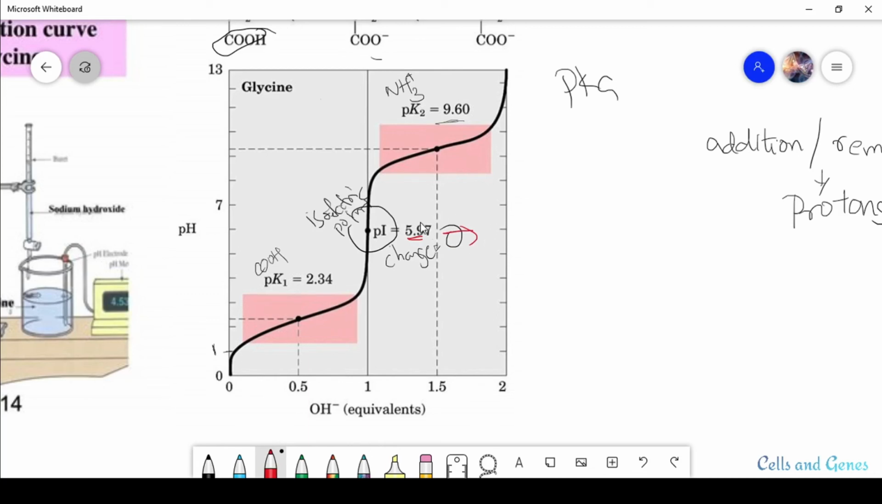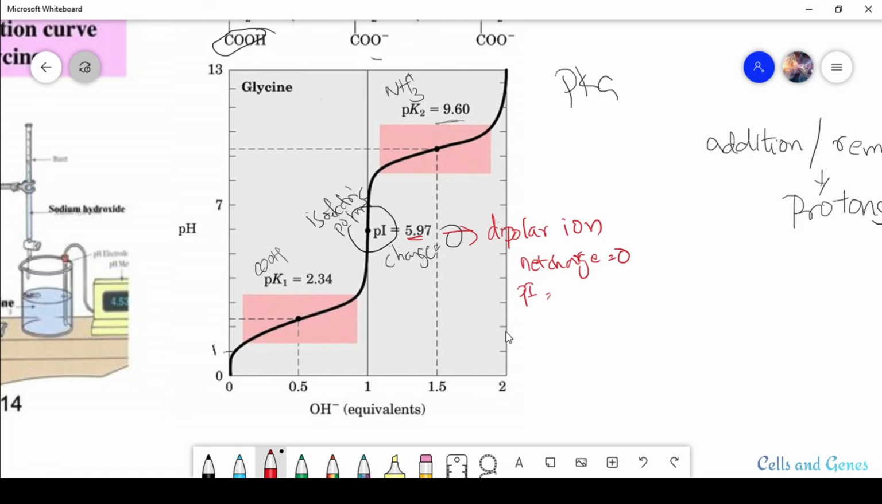5.97, the amino acid glycine is in its dipolar ion state, that is, its Zwitter ionic state, and it has no net charge. The net charge is equal to 0. That is why it has been designated as pI, the isoelectric point of glycine, which is 5.97.